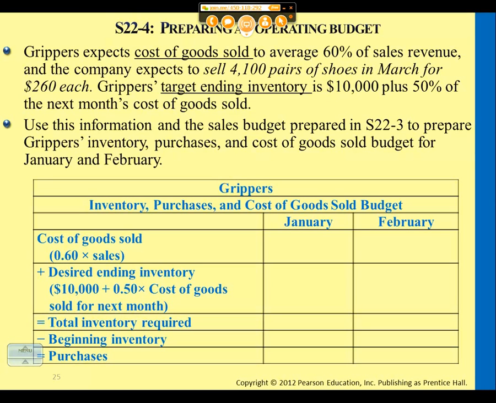All right. So desired ending inventory. We know that it's 10,000 plus 50% of cost of goods sold. What did you say it is? No, I was just talking about February's cost of goods sold. That was 399.